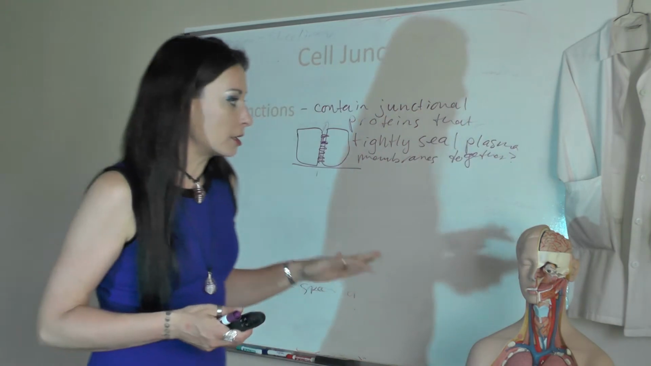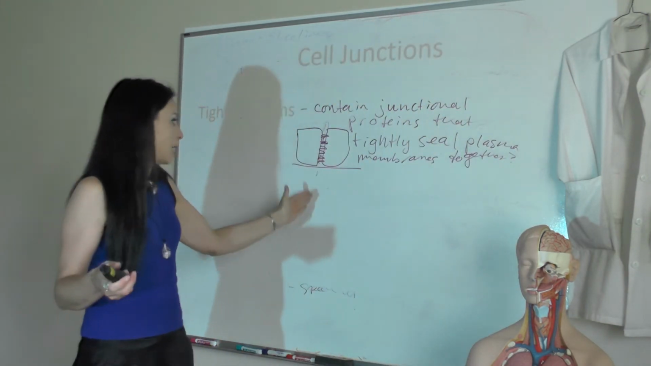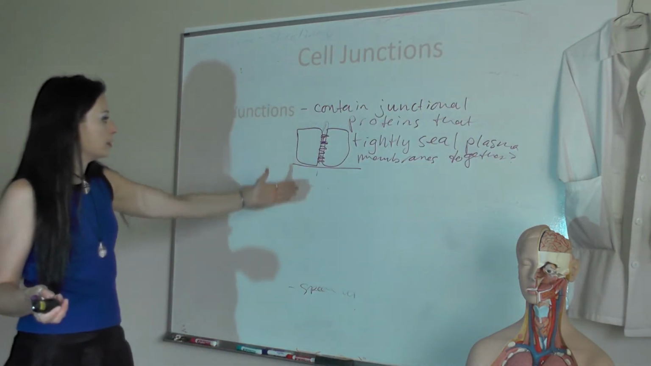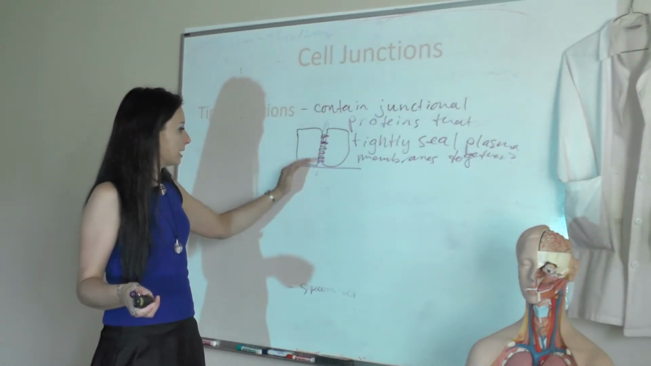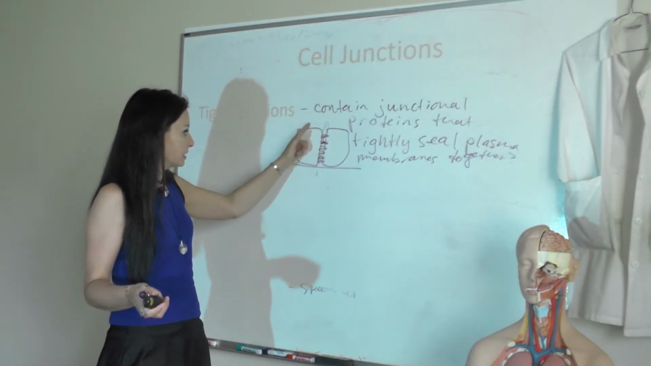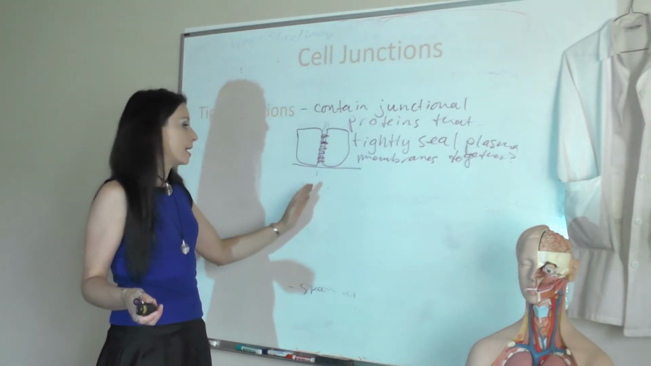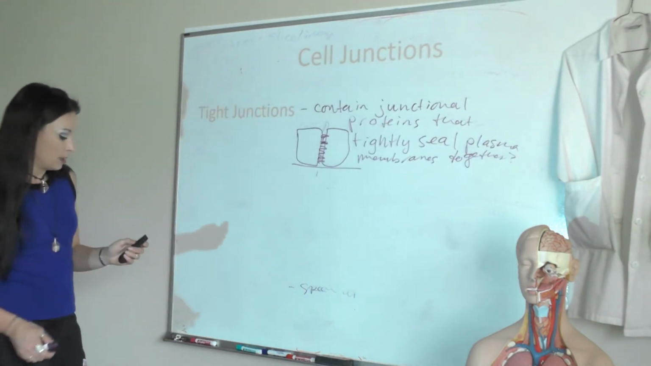So tight junctions are going to be found linking up cells where we really want to control the movement of materials into and out of this tissue. So if something is going to get into or out of a tissue with tight junctions, it's got to do it through the cell. It can't do it between the cells.